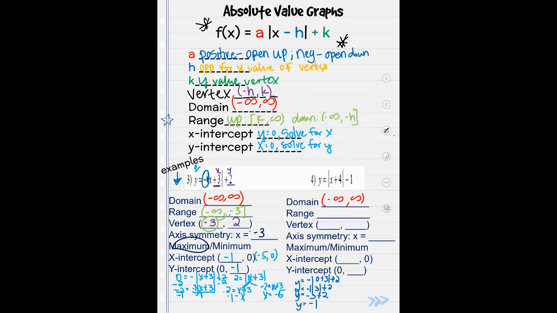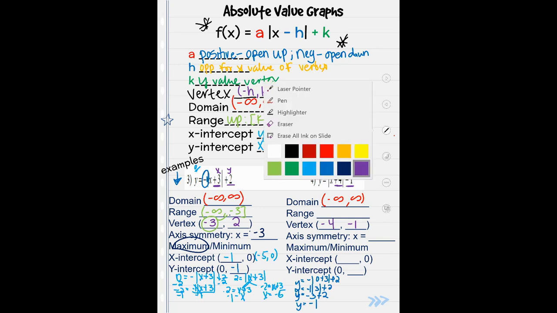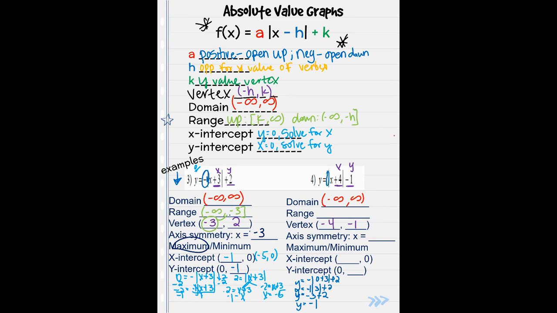Vertex. So this is our x and this is our y. But remember, we're taking the opposite. So if it's positive 4, this is going to be negative 4. This y, we're leaving exactly the same. Okay? Is this opening up or down? There is technically a positive 1 right here. So it is opening up. Now let's look at our domain. We said if they open up, it's going to be our k value of -1 to infinity.